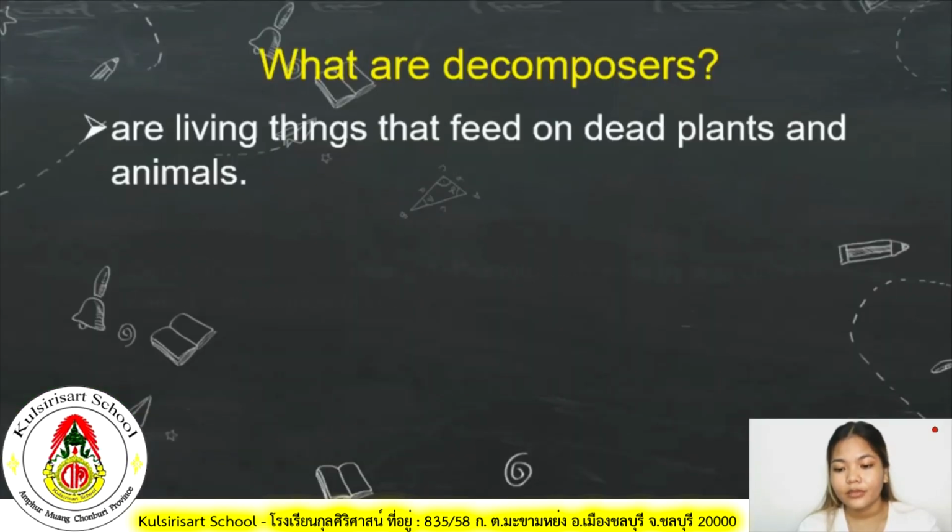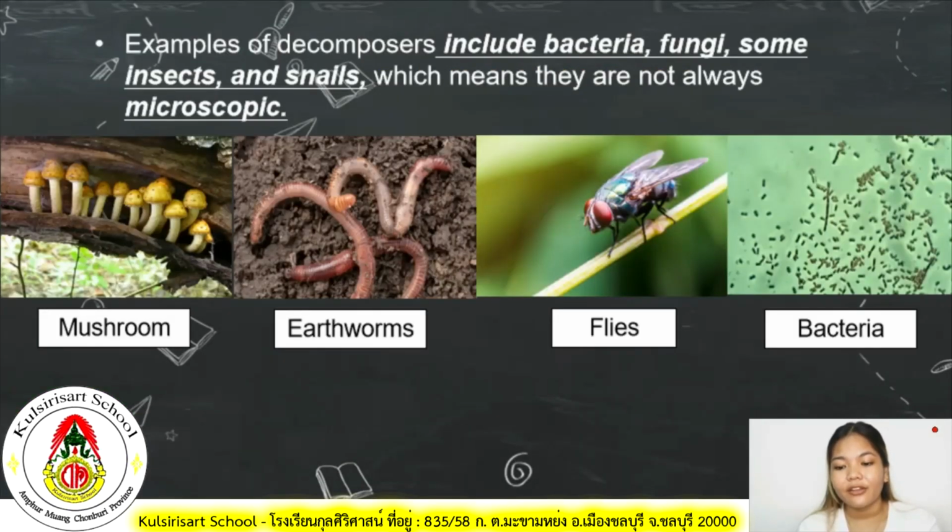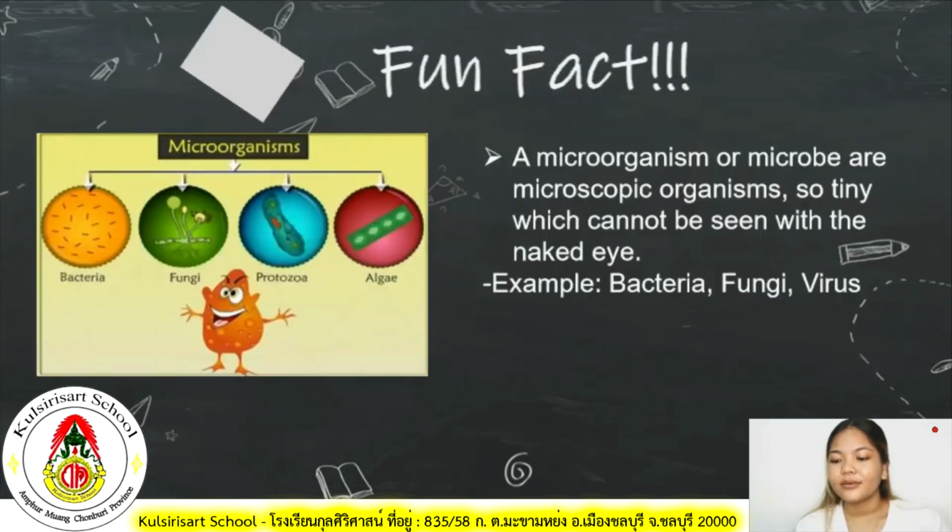Now, let's go back, okay? So we have here the different examples of decomposer. This includes your mushroom, which is a fungi. We have your earthworms. We have your fly, which is an insect. And we have your bacteria, okay? Now, what do we mean when we say microscopic? So we have here one trivia. A microorganism or microbe are microscopic organisms so tiny which cannot be seen by the naked eye. An example of this one includes bacteria, fungi, and virus.